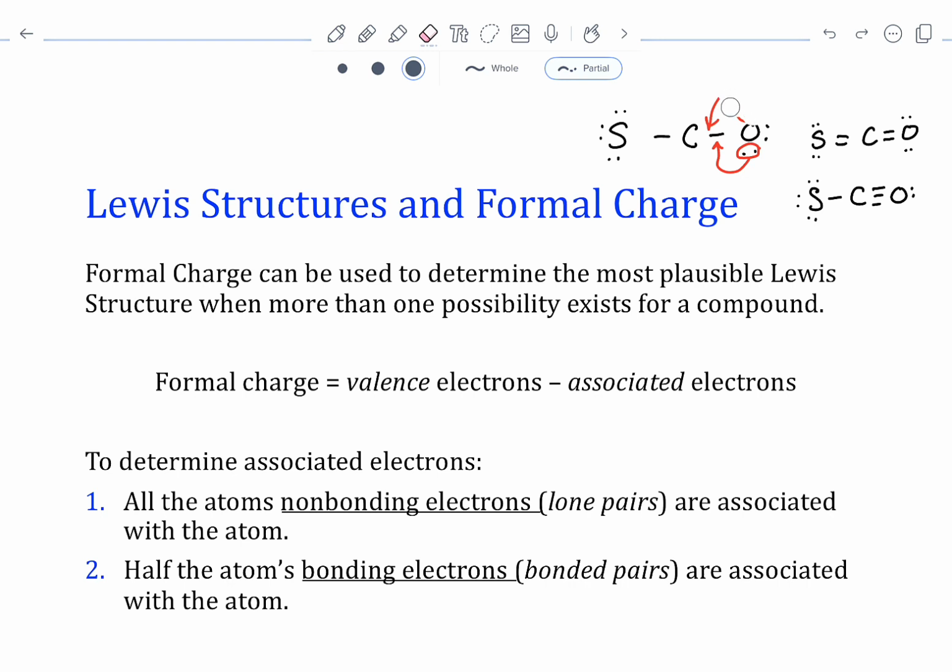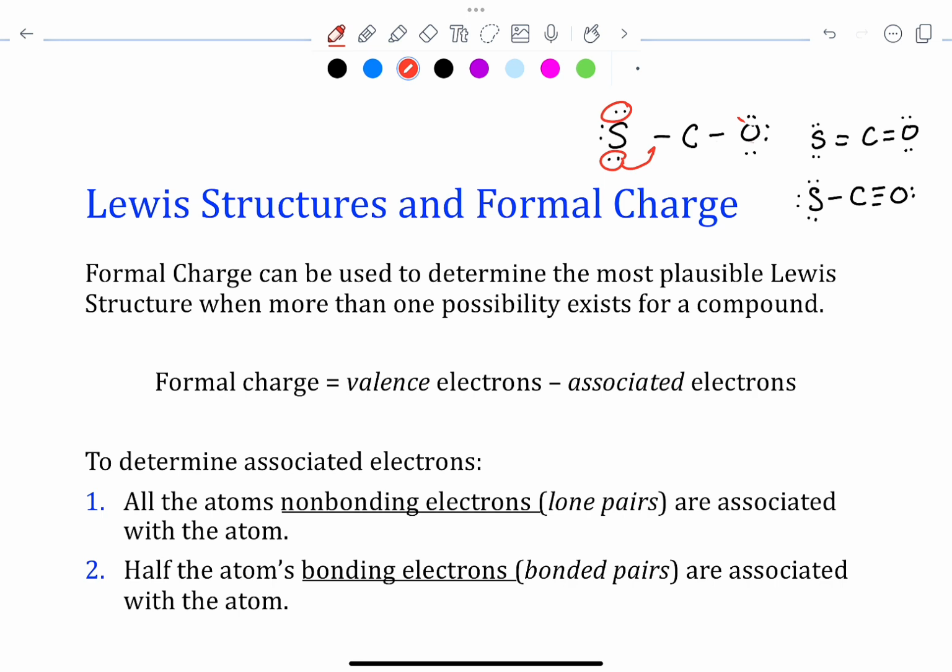Along with that, we could have also decided to not even take any of the lone pairs from the oxygen and instead take both of them from the sulfur. Meaning we could also have the structure with a sulfur triple bonded to a carbon, single bonded to an oxygen with its lone pairs, leaving just one lone pair on the sulfur. So all three of these structures are plausible structures for that Lewis structure.